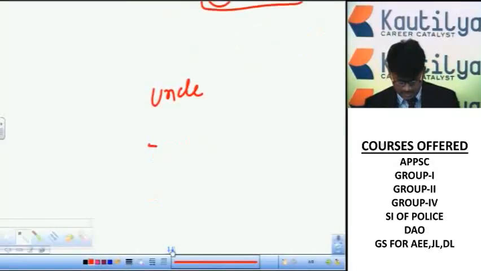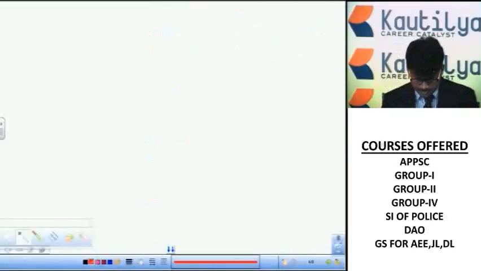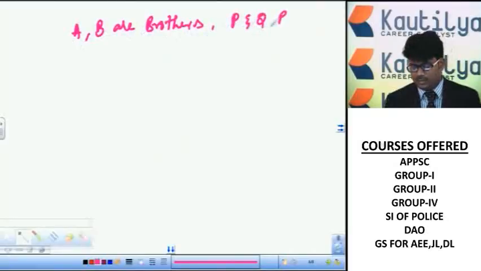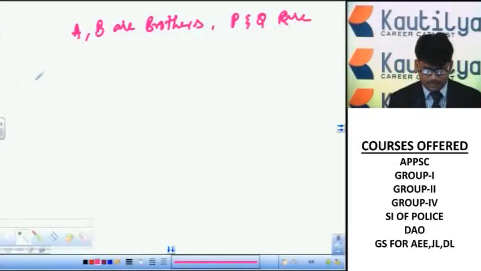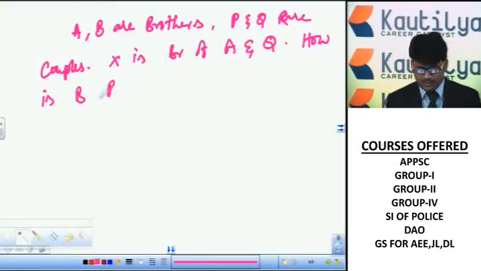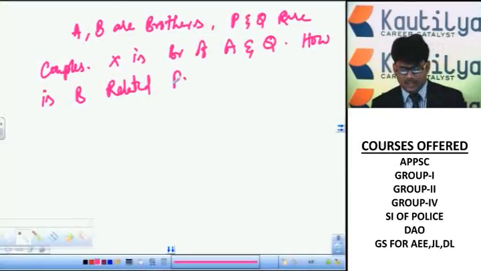Okay, another example in the same model. A and B are brothers, and P and Q are couples. X is brother of A and Q. How is B related to P? Okay, once again you have to read the data here. A and B are brothers, P and Q are couples, X is the brother of A and Q. How is B related to P in the given question?